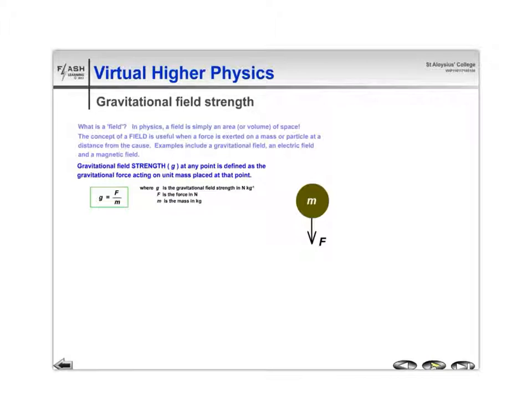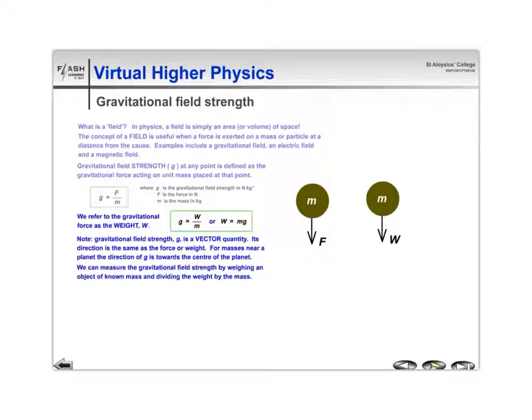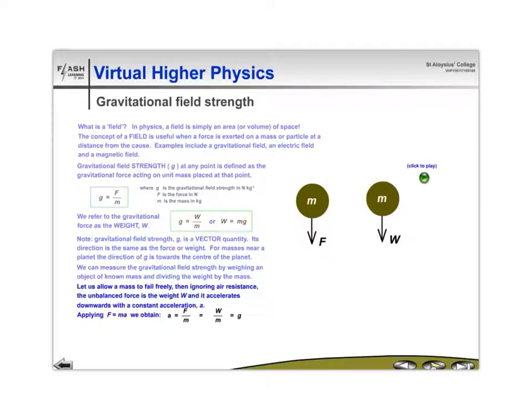F is the force, the gravitational force, or as we normally call it, W for weight. So the equation is really g equals W over m, or rearranging it, W equals mg. Gravitational field strength is a vector quantity in the same way that weight is a vector quantity, as it has a direction. Both of them have the same direction. And for masses near a planet, the direction of g is always towards the centre of the planet.